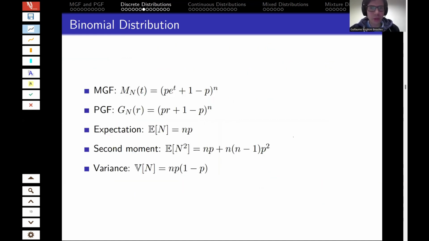Here again, you have results that I provide without proof. I hope you'll forgive me, but they're standard results about the MGF and the PGF. As we said, the expected value is just n times p. The second moment is here, and from the second moment and the first moment you can easily find the variance, which is just n times p times 1 minus p.